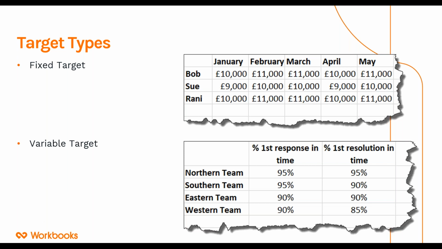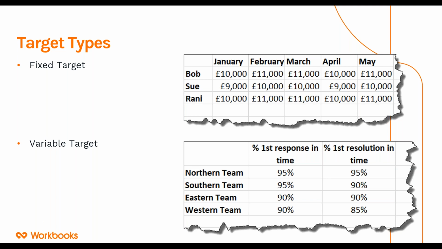The other type of target is a variable or fluctuating target. For example, you can't know the exact number of support cases that are going to be raised, but you can still target the team on the percentage of those cases that are responded to or closed or whatever metric it is that you want to measure.